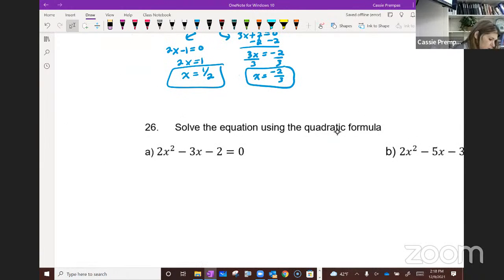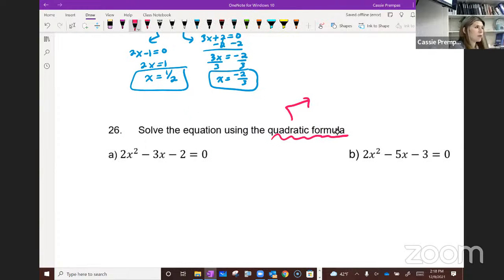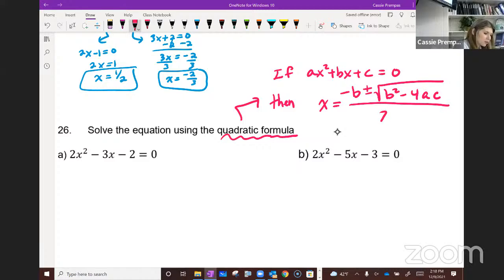Solve the equation using the quadratic formula. If you don't know the quadratic formula, or if it's something that you would like to put on the note card, here's what I would put down. I wouldn't just put x equals negative b, blah, blah, blah, blah. I would put if ax squared plus bx plus c is equal to 0. That's an important step to be able to use the quadratic formula. Then I know that x is going to equal the opposite of b plus or minus square root of b squared minus 4 times ac all over 2 times a.